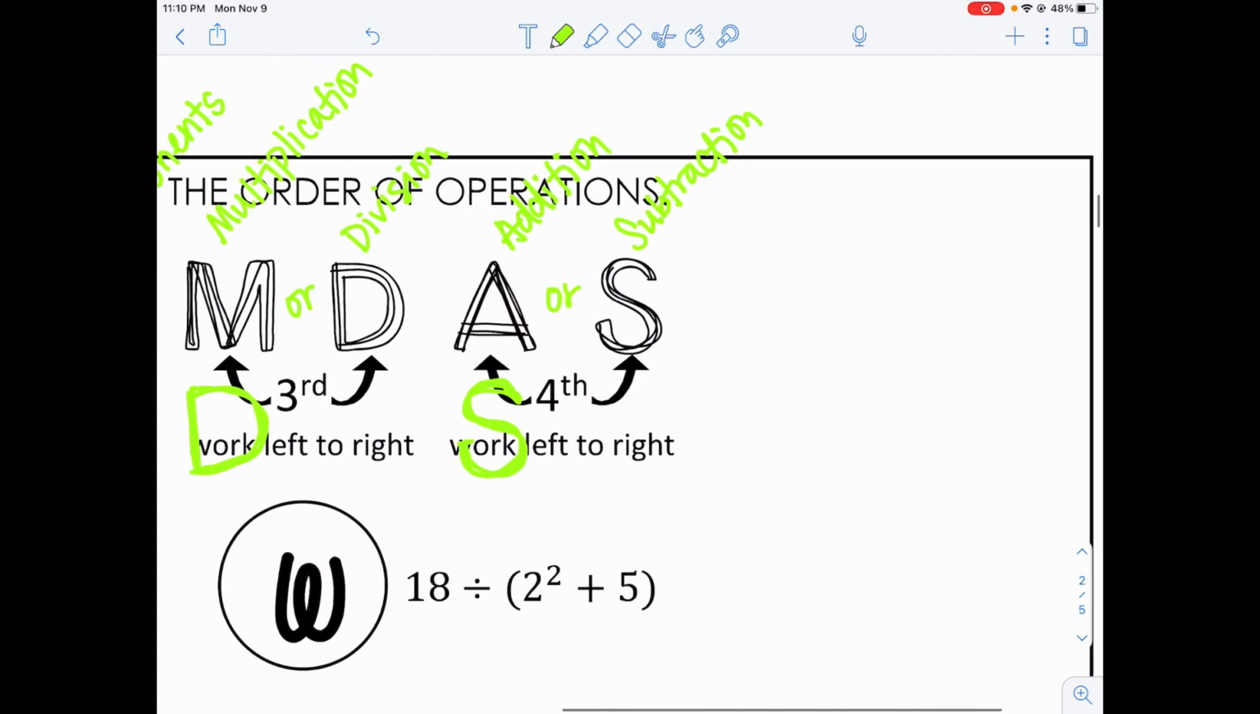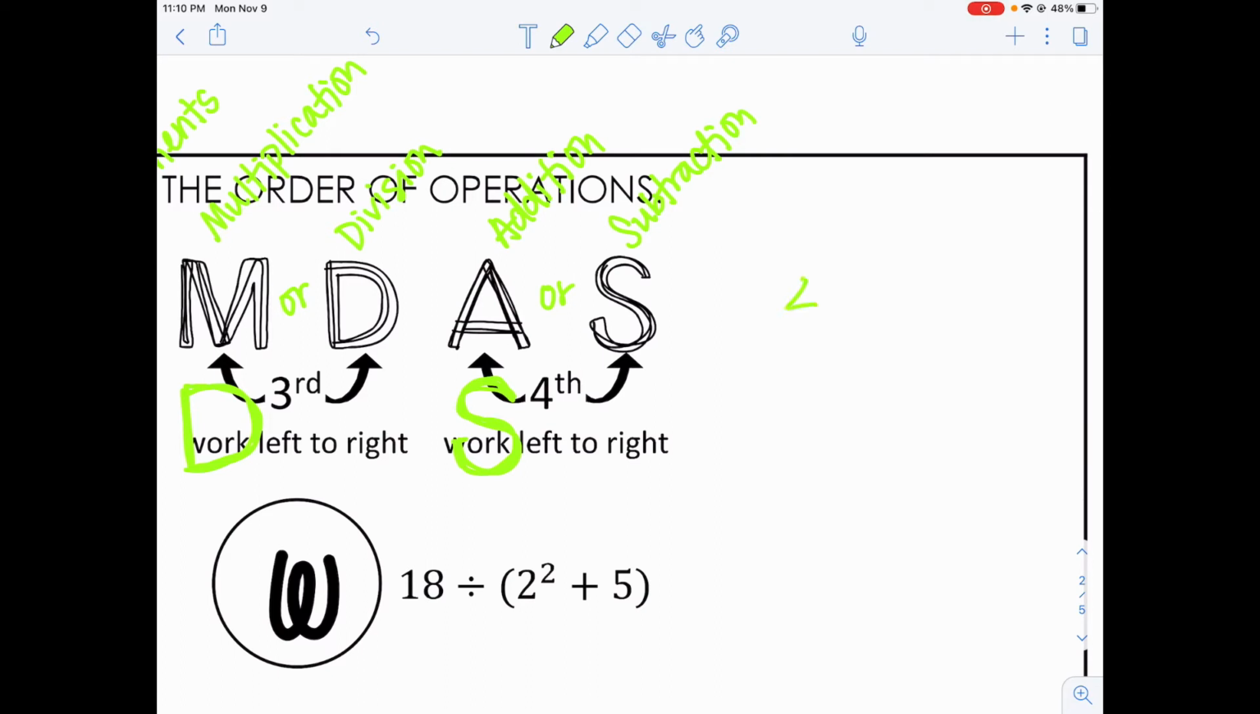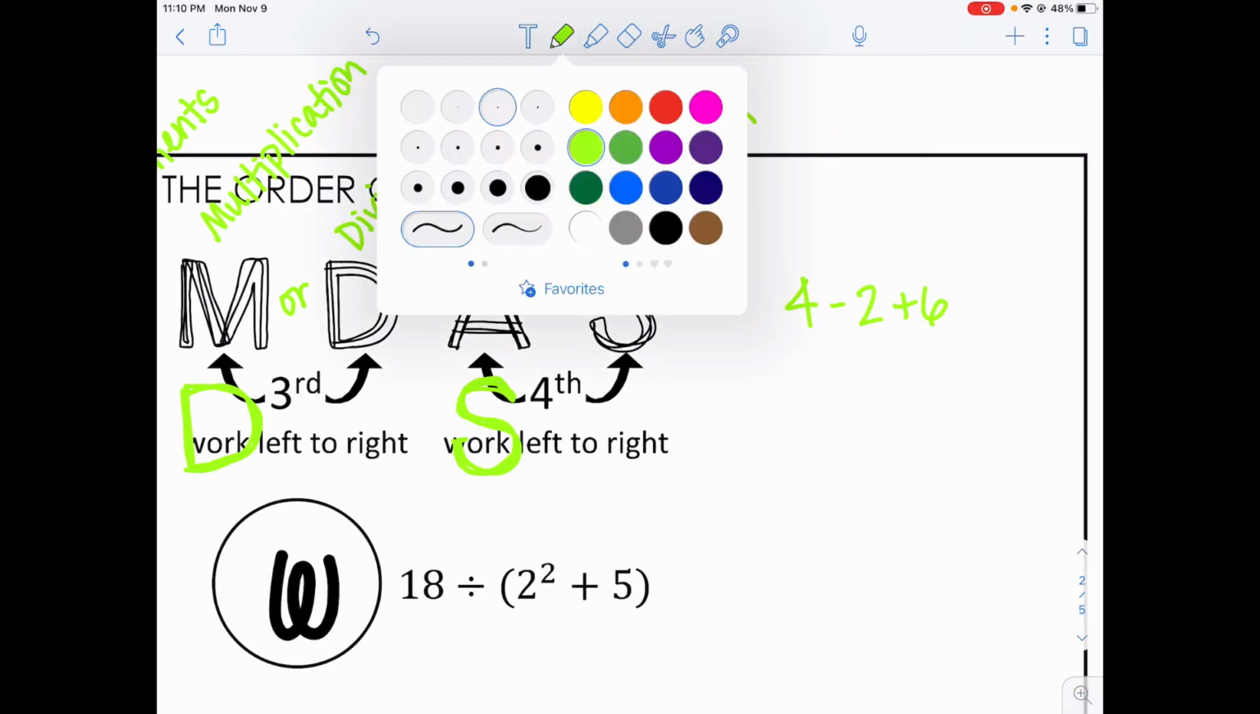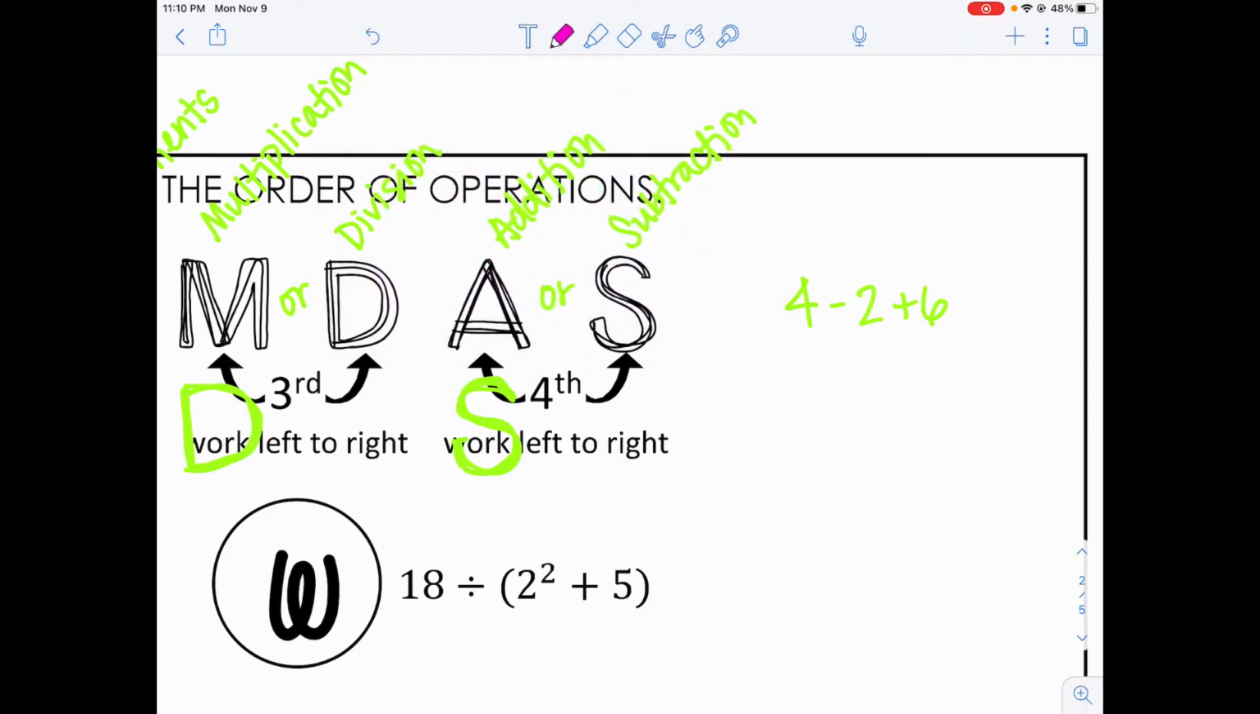So in a problem such as 4 minus 2 plus 6, even though A comes first in our acronym, if I'm looking at my problem as I look from left to right, subtraction comes first. So subtraction is the operation that I would do first, and then I would do addition. If my problem said something like 4 plus 2 minus 6, then as I look from left to right, I see that addition is first, so I would do addition first.